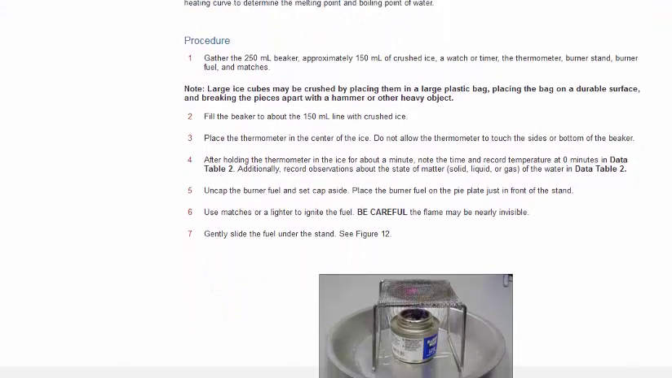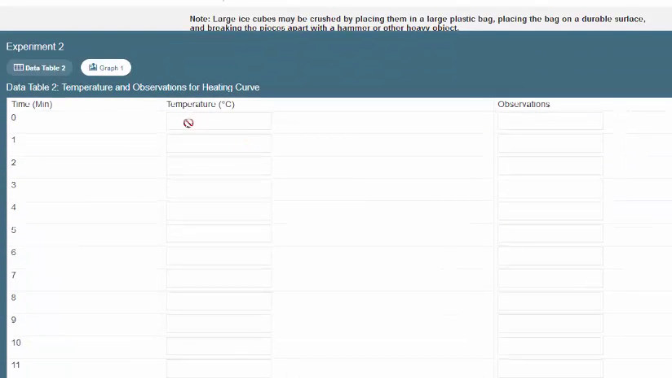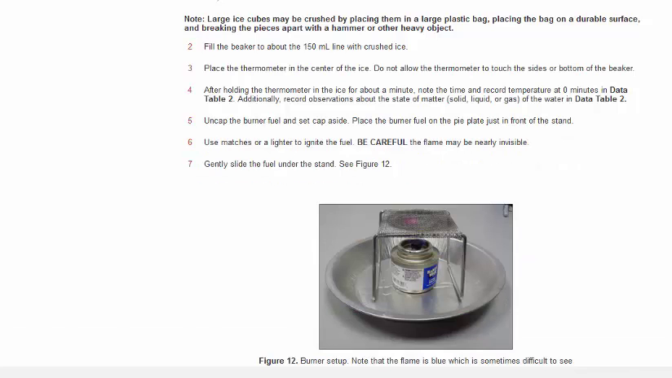You're basically going to place crushed ice to the 150 milliliter line in your 250 milliliter beaker. Place the thermometer in the center of the ice. Don't let the thermometer touch the sides or bottom of the beaker. And then after the thermometer has been in the beaker for about a minute and the temperature has stabilized, record the temperature at time 0.